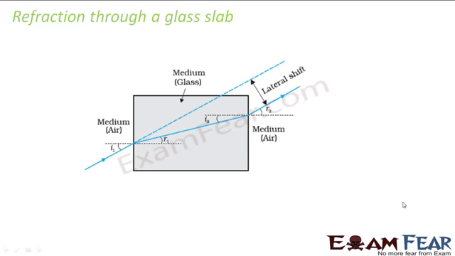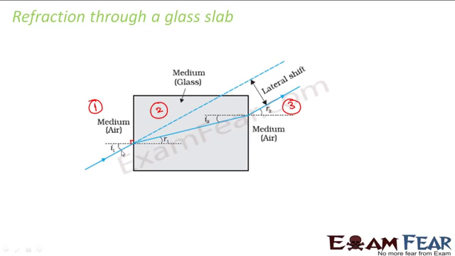Now what happens in this case? Let me name this medium as medium 1, this is medium 2, and then again this is medium 3. These are the three different mediums through which the ray of light passes. What happens when this incident ray strikes the surface between mediums 1 and 2? What is the normal to the surface? This is my normal to the surface, right?